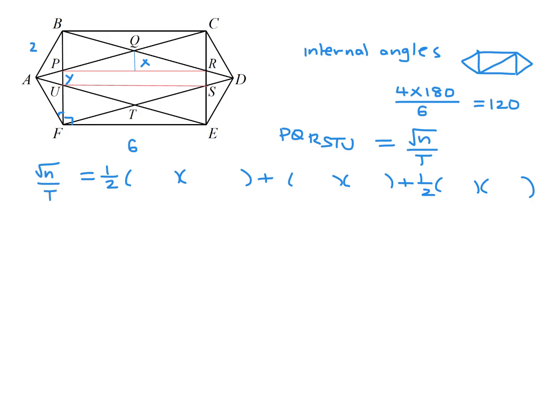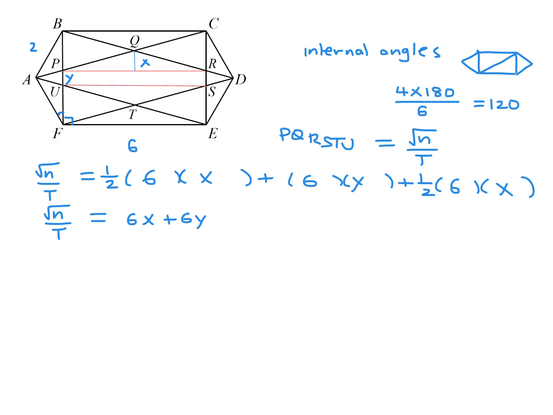Okay, so the base is 6 and the height is x. The base is 6 and the height is y, and the base is 6 and the height is x. So that's the calculation. This becomes, I believe, just 6x plus 6y. So that's actually pretty decent. It's meaningless at this point, but at least it helps.